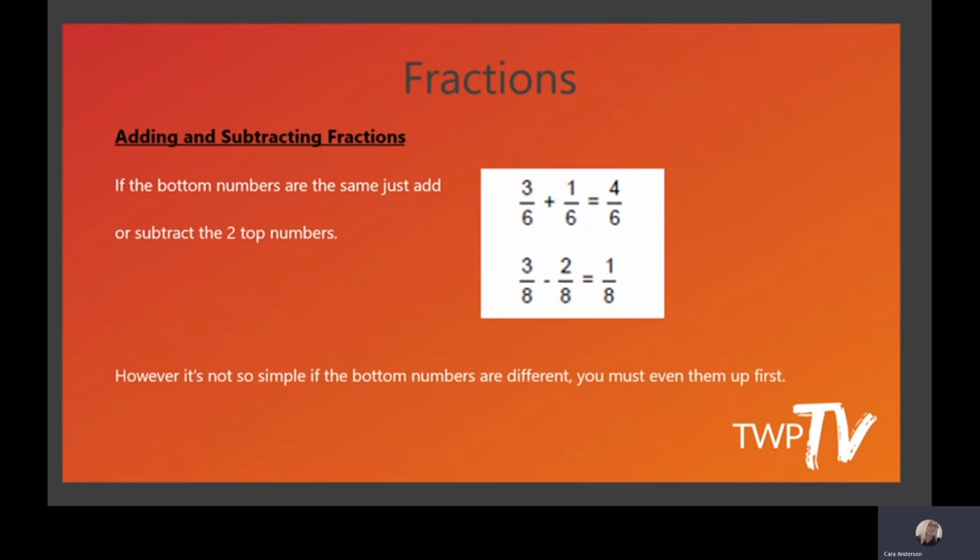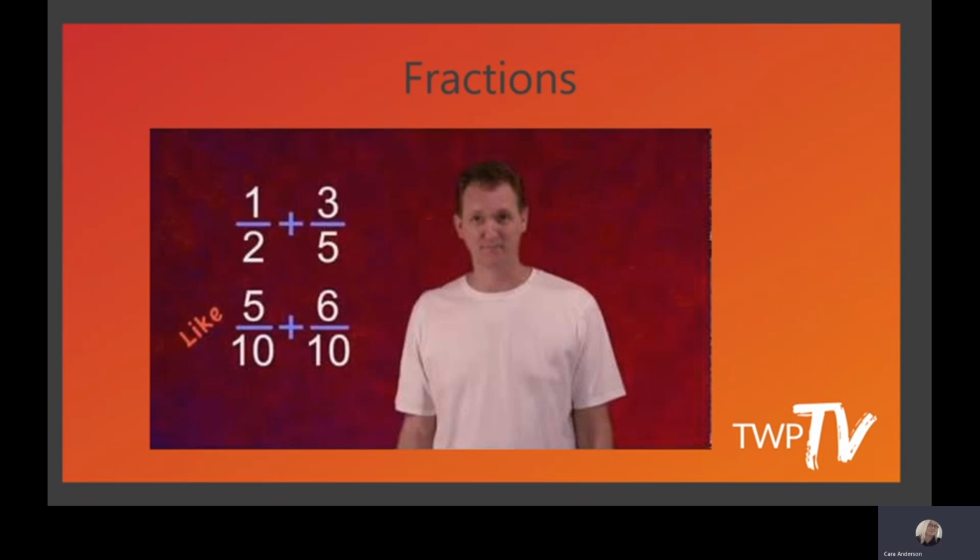So that's the easy part. However, it's not so simple if the bottom numbers are different. You obviously then must even them up first before you can then add or take away. So this is done by finding a common bottom number. So this is what you're now going to learn.